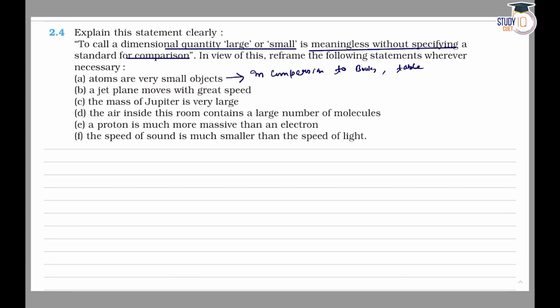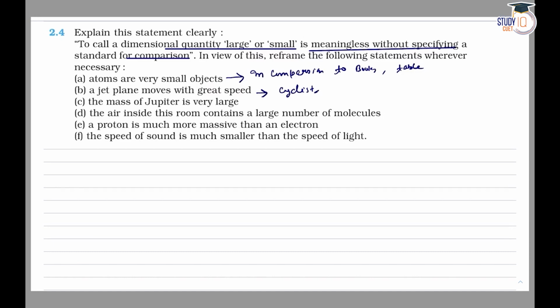A jet plane moves with great speed. Yes, this can be said in reference to something. In whose reference is the speed of the jet plane very high? If we talk with respect to a cyclist, in comparison to a cyclist, the speed of the jet plane is very high.